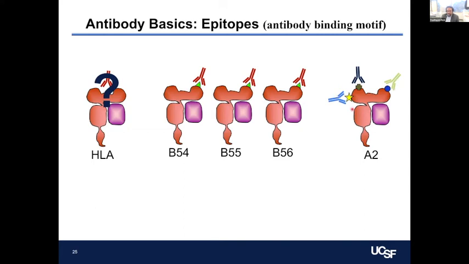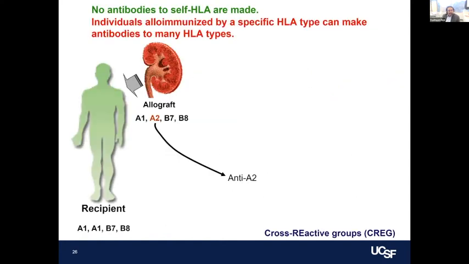We are talking about antigens that have a different name, but we don't have an antibody name, so we call the antibody using an antigen name. That's where the complexity arises. In reality, the rule is that no one makes antibodies to self HLA. That's a good thing. So we need to know the patient's HLA typing to rule out any background reactivity.